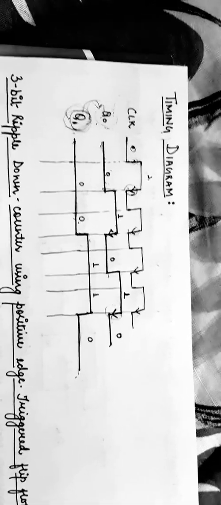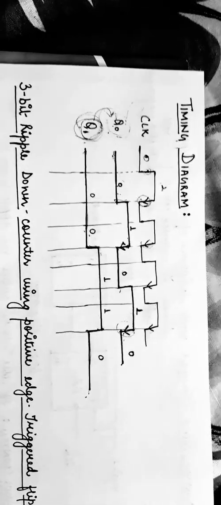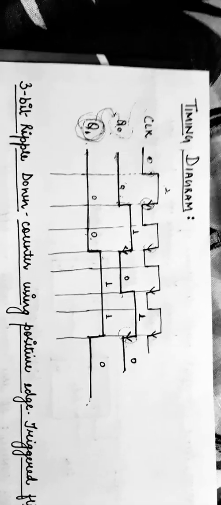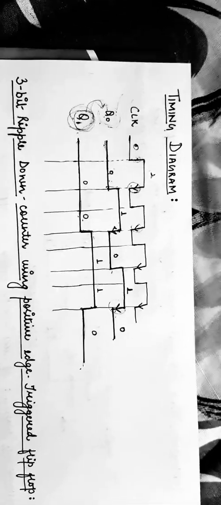Now in the next lecture, we'll see the 3-bit ripple down counter using the positive edge triggered flip-flop.